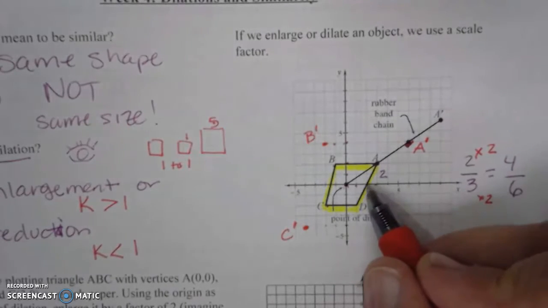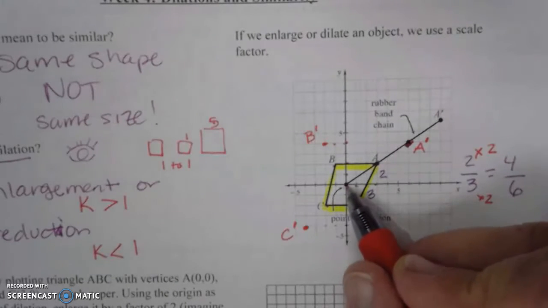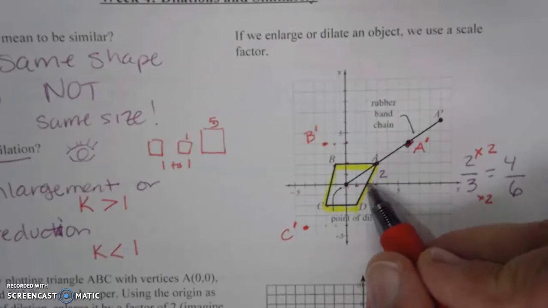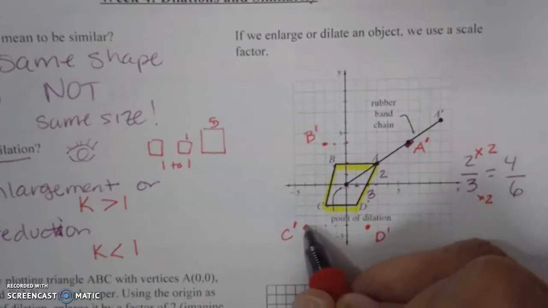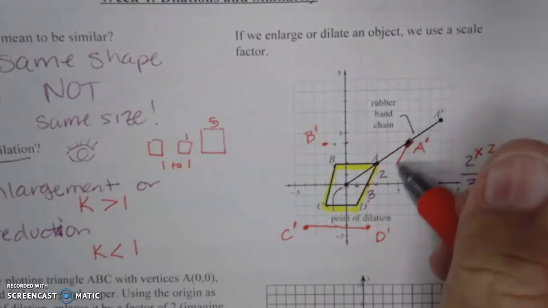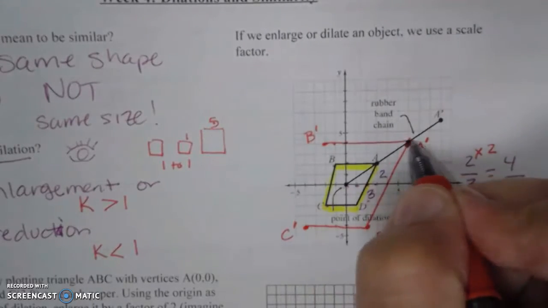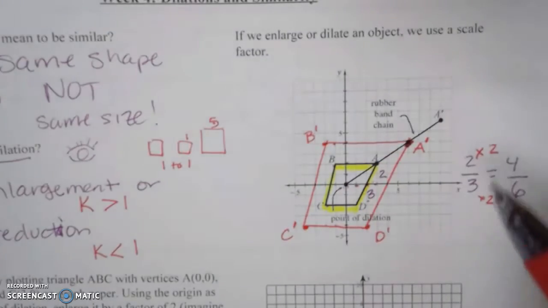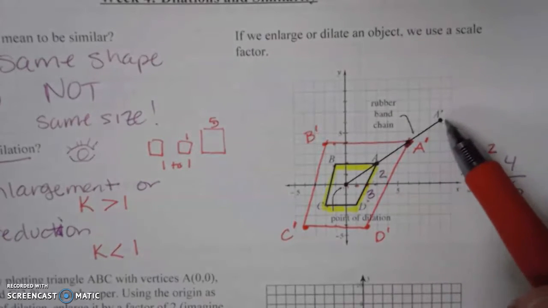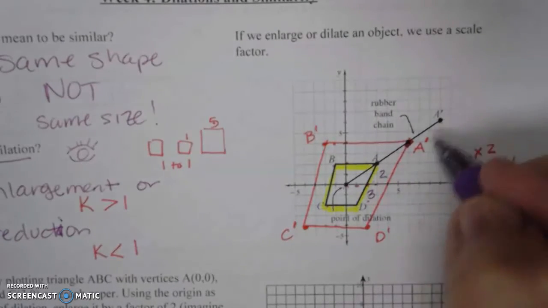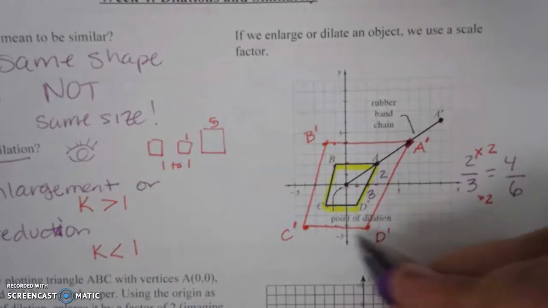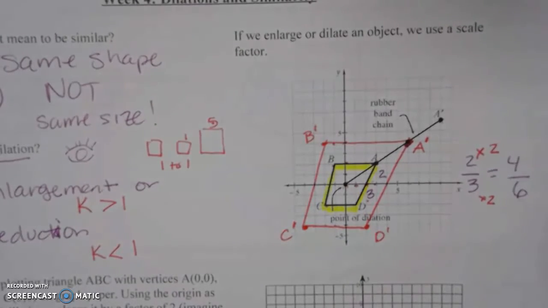And then D, over 1, down 2. So when I double it, going twice as big, instead of going over 1, I'm going to go over 2. Instead of going down 2, I'm going to go down 4. This would be D prime. So my enlargement would look like this. And I can stretch it even further to 3 times as large, and then I would be here. But my graph doesn't go that far, so we're just going to stop right there.